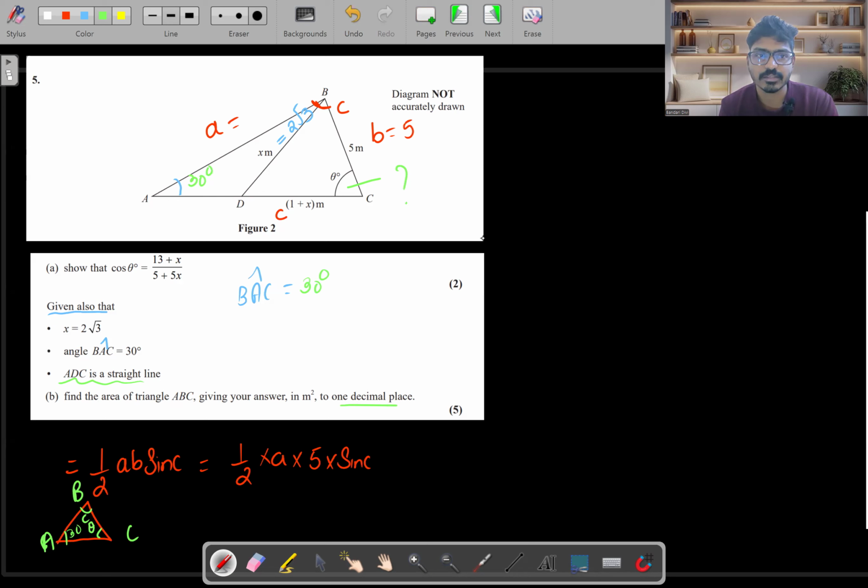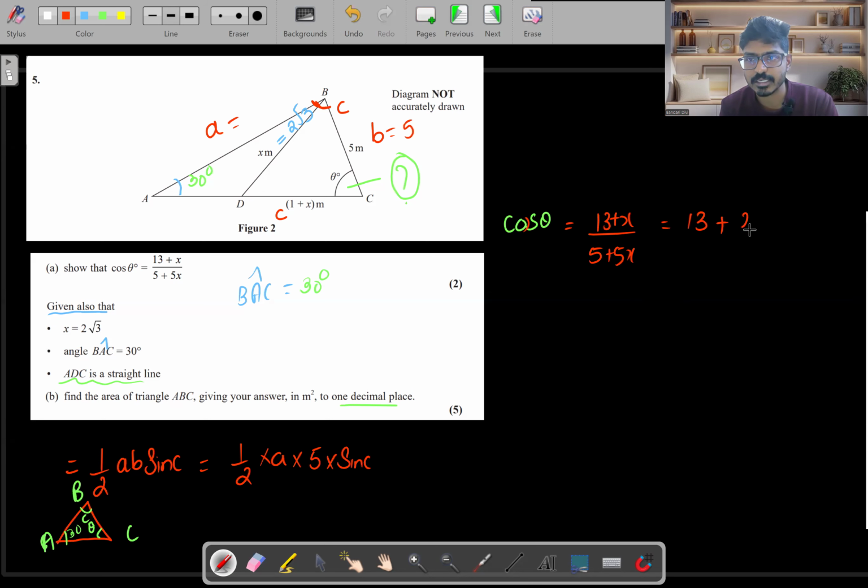To find angle theta, the given expression is cos theta. We have three angles in a triangle, so we can find the angle here. Now cos theta is equivalent to what? 13 plus x divided by 5 plus 5x. Now 13 plus, so what is the value of x?